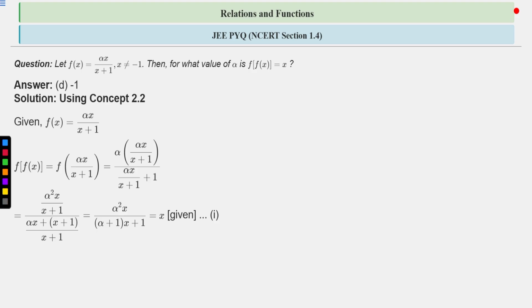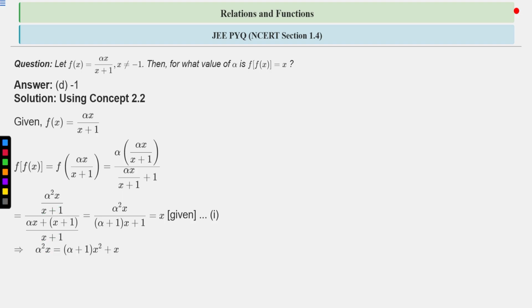So after solving this, we will get alpha square x upon x plus 1, upon alpha x plus 1 upon x plus 1. Now this x plus 1 will cancel out in the numerator and the denominator. So you will get alpha square x upon alpha plus 1 into x plus 1, which is equal to x as mentioned in the question, right?